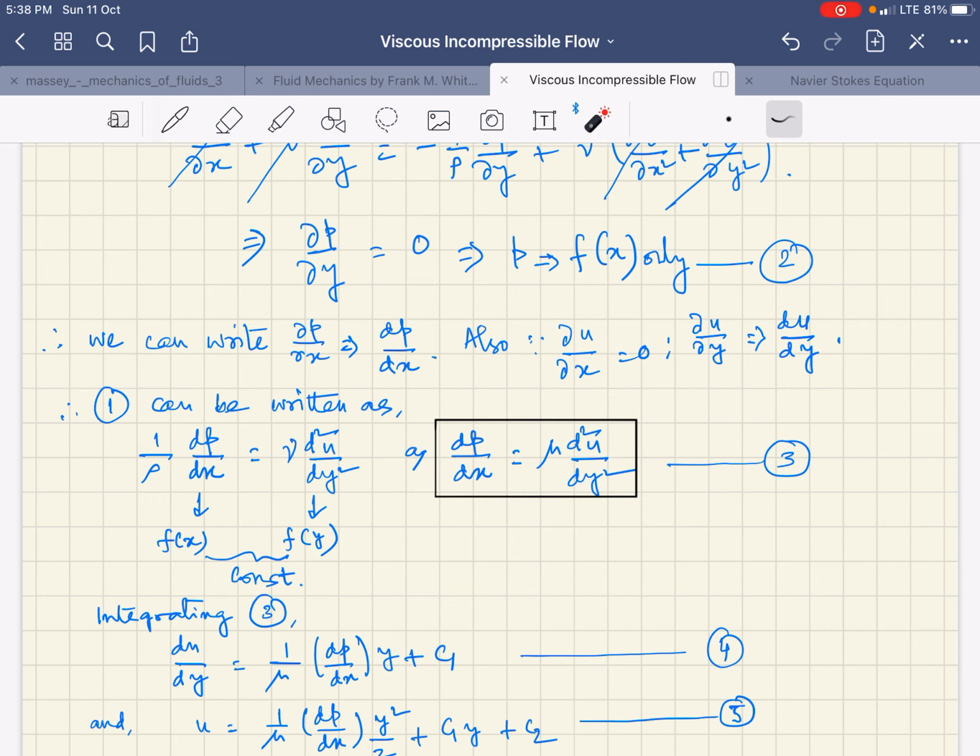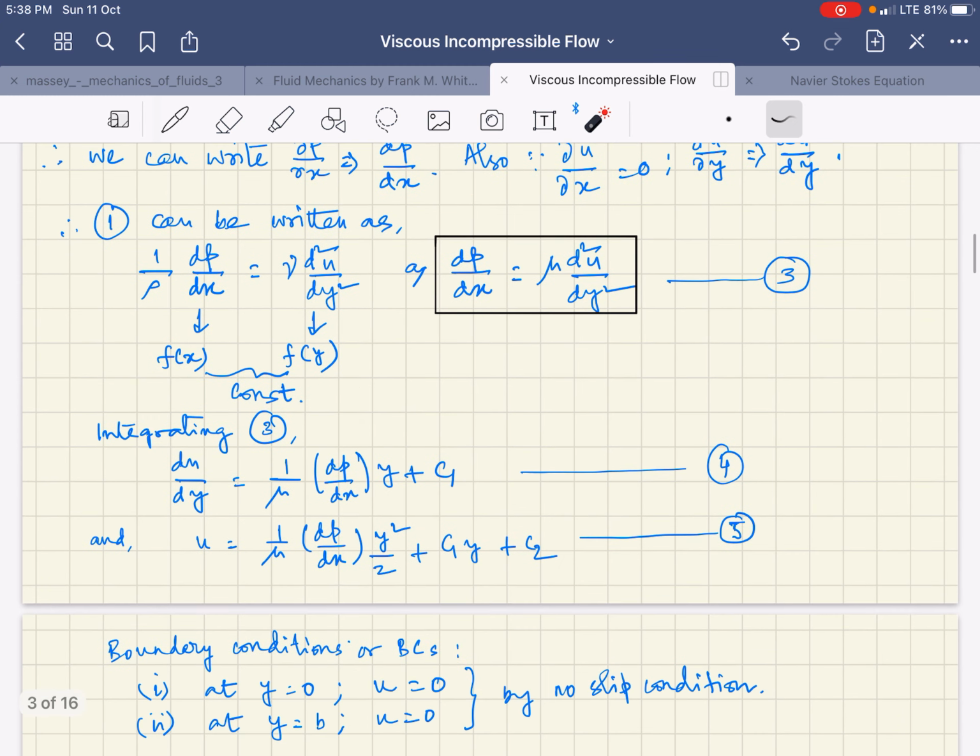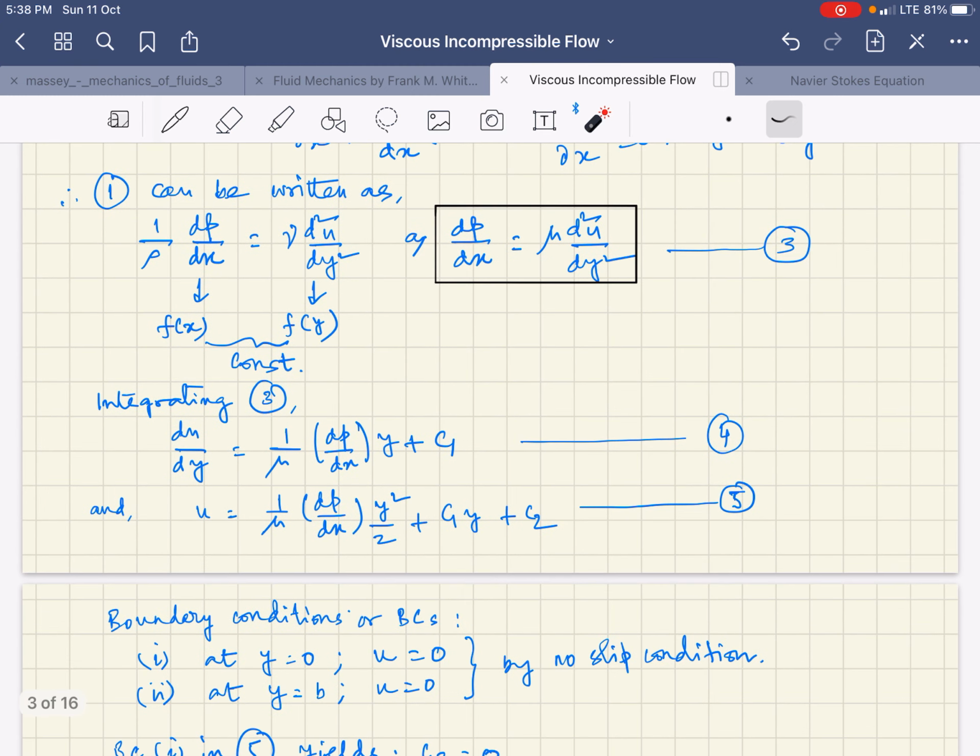So this is equation number 3, let us say, and it is actually constant because, as you can see, in the form of this equation the left hand side is a function of x and the right hand side is a function of y. So these two have separate dependent variables. It is only possible if they are equated, that is, once they are constant.